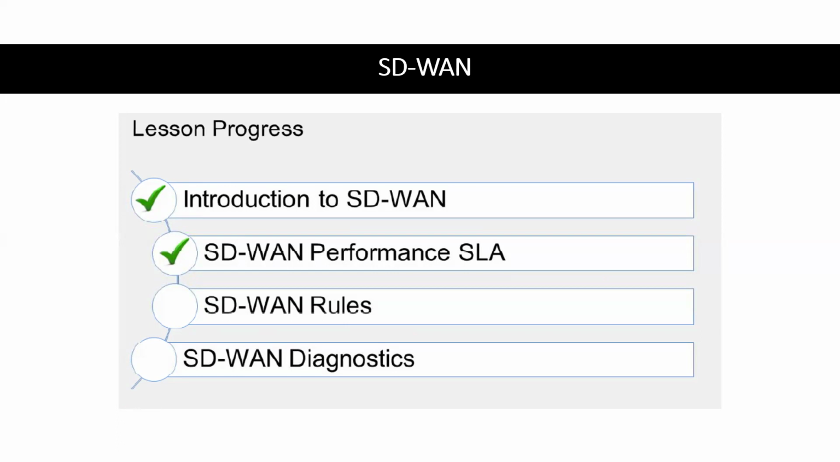Question 2: which status check protocol is available only on the CLI? Is it A, TCP echo, or B, HTTP? I think it would be TCP echo. Okay, good stuff. So we are done with SD-WAN performance SLA.